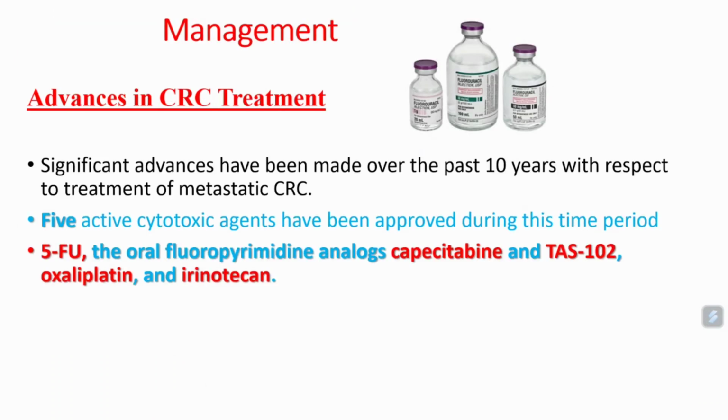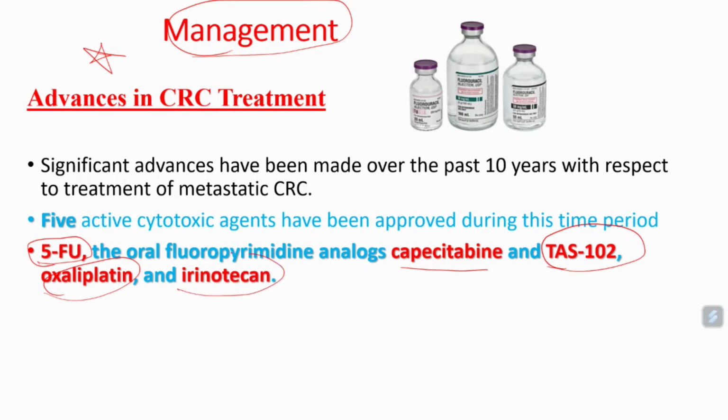These are important. And now, the management is very, very important in colorectal cancer. Actually, in the past 10 years, many cytotoxic drugs have been developed. In the previous class we already discussed 5-fluorouracil, capecitabine, TAS-102, oxaliplatin, and irinotecan. These are different cytotoxic drugs which are approved for colorectal cancer.